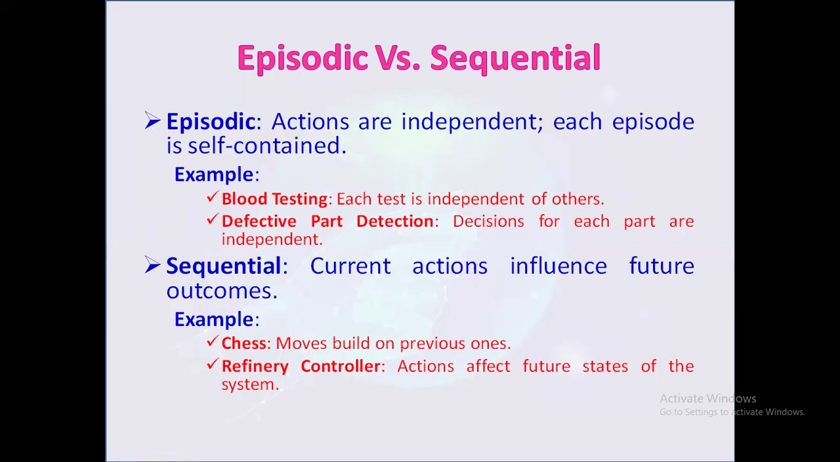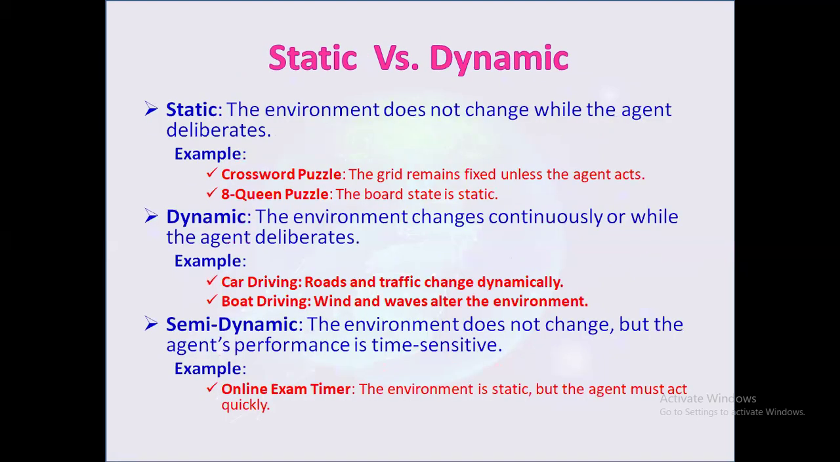These decisions must be made carefully to avoid undesirable outcomes and ensure the system runs smoothly over time. These distinctions help define how an agent should approach problem solving, with episodic environments allowing for simpler, isolated decision making, and sequential environments requiring more complex and forward thinking strategies. Next, coming to static versus dynamic. Semi-dynamic we will also see. First, we'll see the static. In a static environment, the world does not change while the agent is deliberating or making decisions.